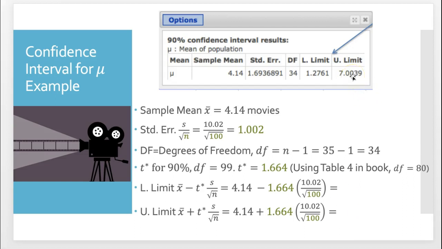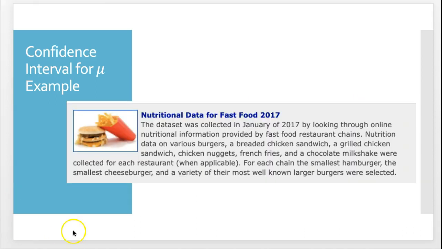So one more example I just want to show you is that in StatCrunch we can find the confidence interval given the summary statistics, meaning given the sample mean, sample standard deviation, and sample size, it can construct the interval for us. But what if we just have the raw data? Can we have StatCrunch just find that for us?